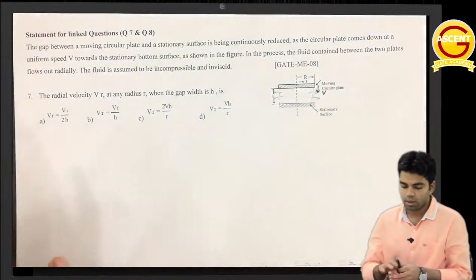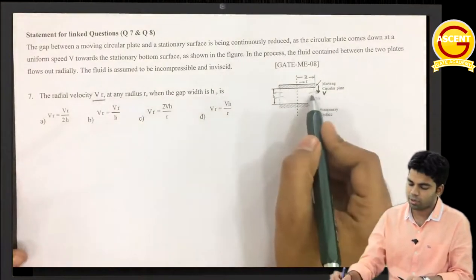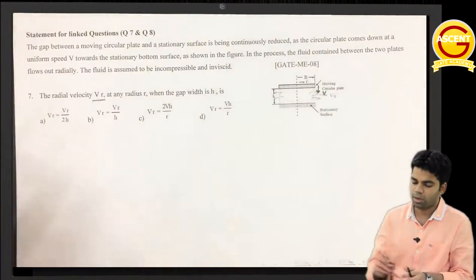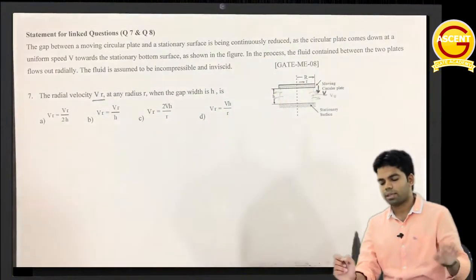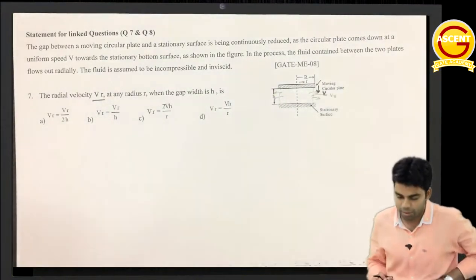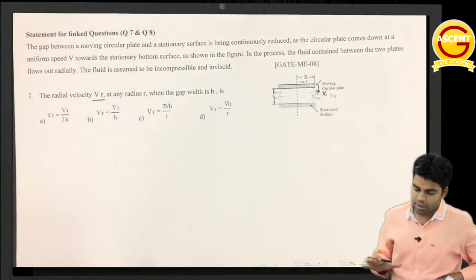So what is asked in the question is the radial velocity Vr, the radial velocity with which this fluid is coming out, that we have to determine when the gap width is h. This radial velocity we have to determine. Getting the question or not? Okay, now how can we determine this radial velocity?